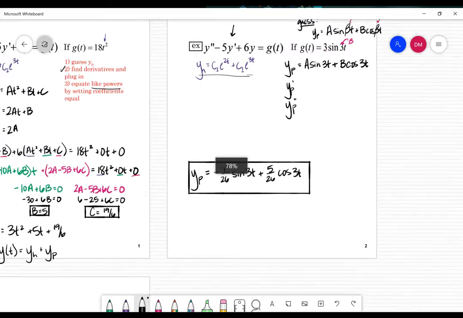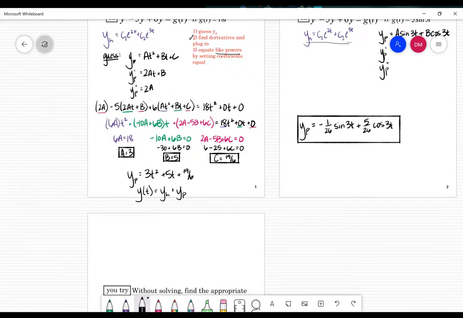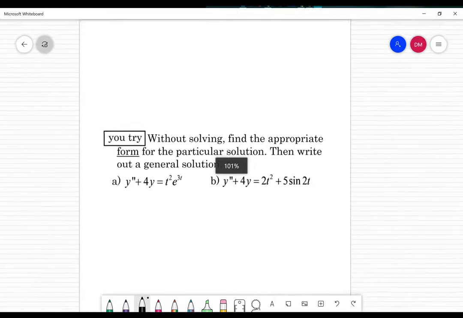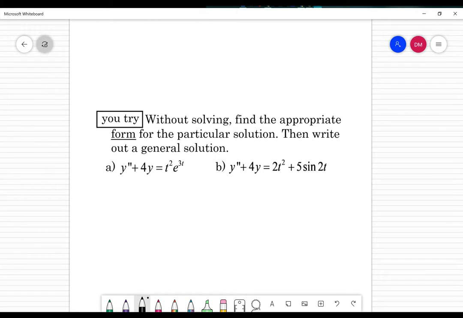All right. Last one, I just want to go through a couple here. And again, you can work through these. My worked out solutions will be posted for these as well. Without solving, find the appropriate form for the particular solution.